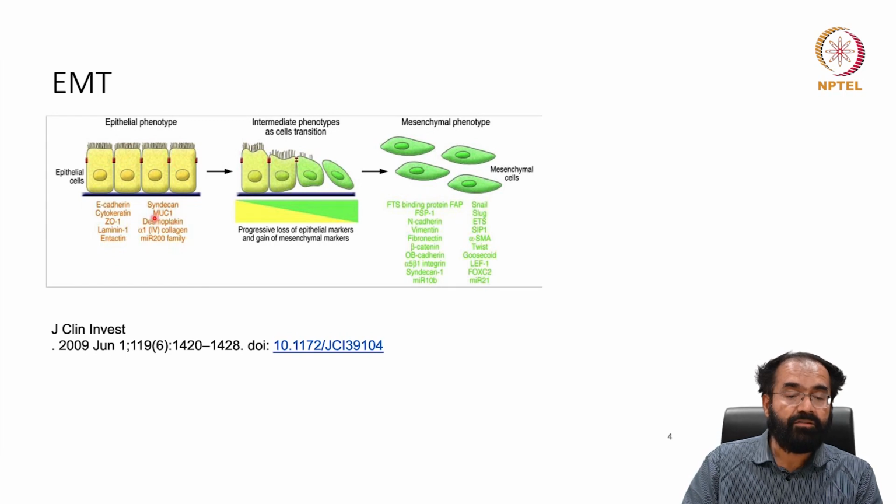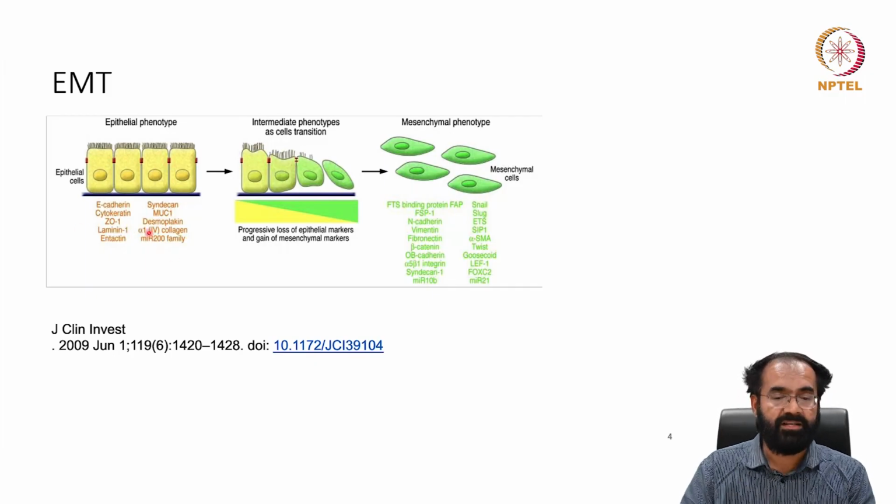And then also there are a bunch of other identity proteins. These proteins are desmoplakin, the MIR200 family, etc. They are not important to memorize. However, these proteins give identity to the epithelial cells. Now they are slowly changing their phenotype.